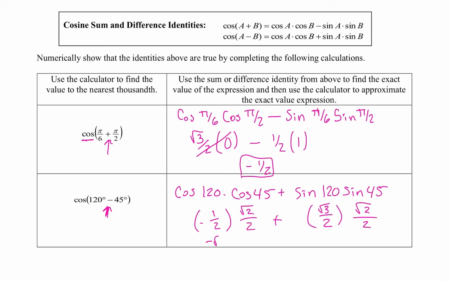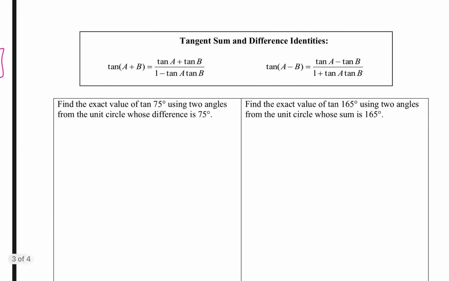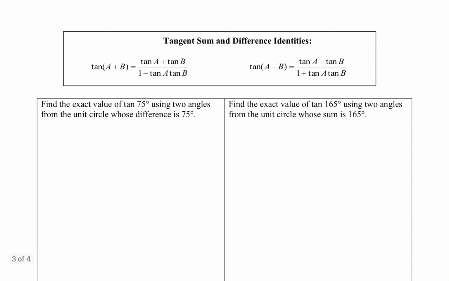Working this all together, negative 1/2 times square root of 2 over 2. So the negative 1 times the square root of 2 is negative square root of 2. And the 2 times 2 is 4. Plus, and then here I've got square root of 3 times square root of 2, which is square root of 6. And 2 times 2 is 4. So I ultimately end up with negative square root of 2 plus the square root of 6 over 4, which you might rewrite as square root of 6 minus square root of 2 over 4. Either one would technically be correct, but I like to have no negatives in the front. So I just switch the negative and the positive around.